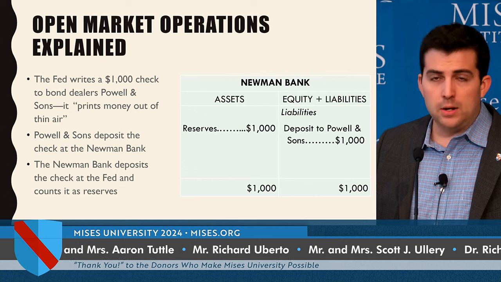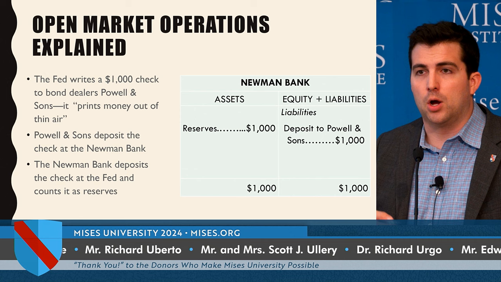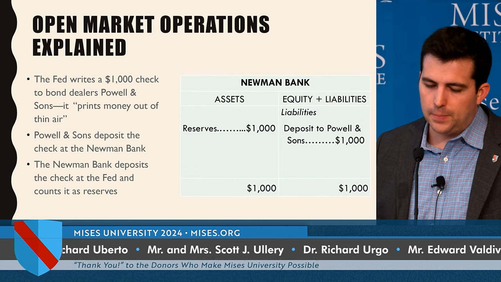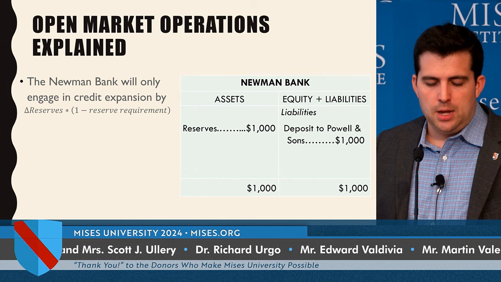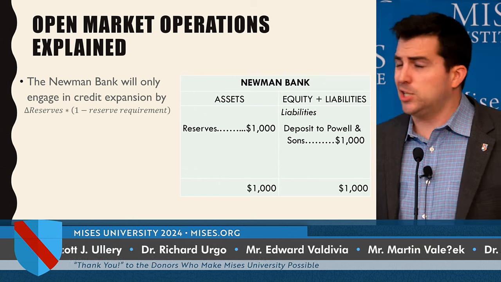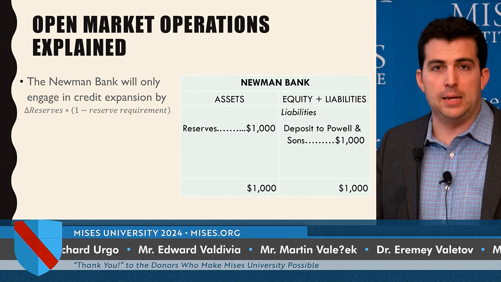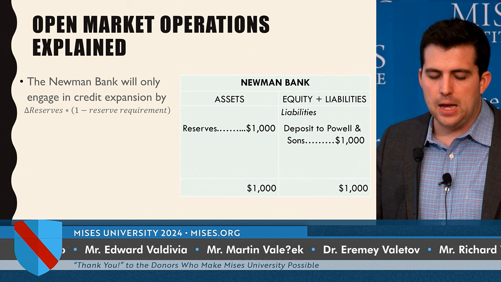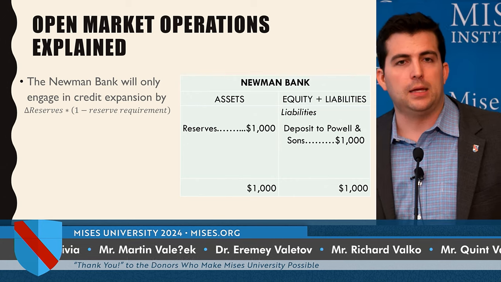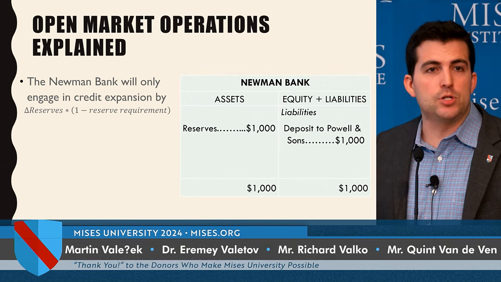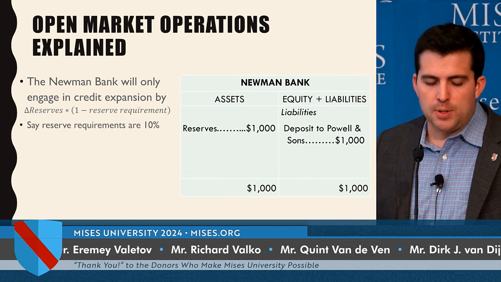So what is the Newman Bank going to do with these reserves? It doesn't just want to sit on the reserves. It's burning a hole through their pockets, so to speak. So the Newman Bank is going to engage in credit expansion by this formula. It's only going to engage in a fraction of the increase in reserves: change in reserves times 1 minus the reserve requirement, or reserve ratio. The Federal Reserve can set reserve requirements. That's one of its functions. So let's say the reserve requirements are 10%.